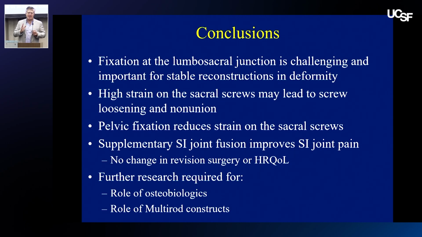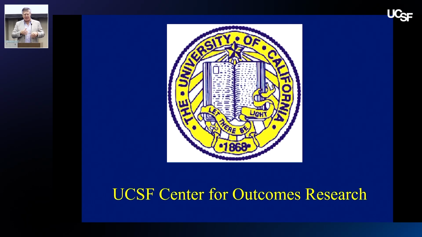And I think it's really important to get this right because this is where we see a lot of failures in reconstructive surgery. Think about strategies to reduce strain on the S1 screws. Anterior column support is one of them, and good pelvic fixation anterior to the osteoligamentous complex is important. Supplementary SI joint fusion really remains to be proven.